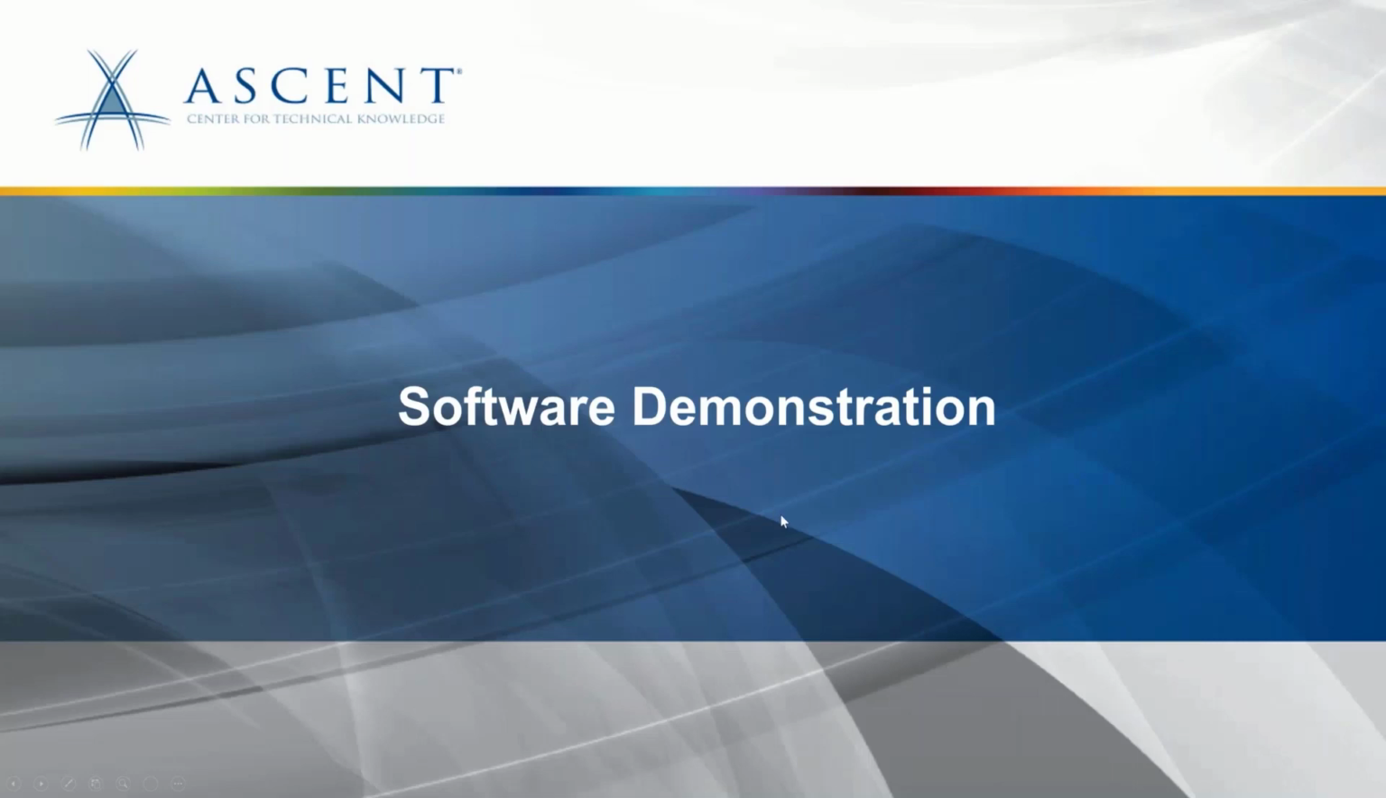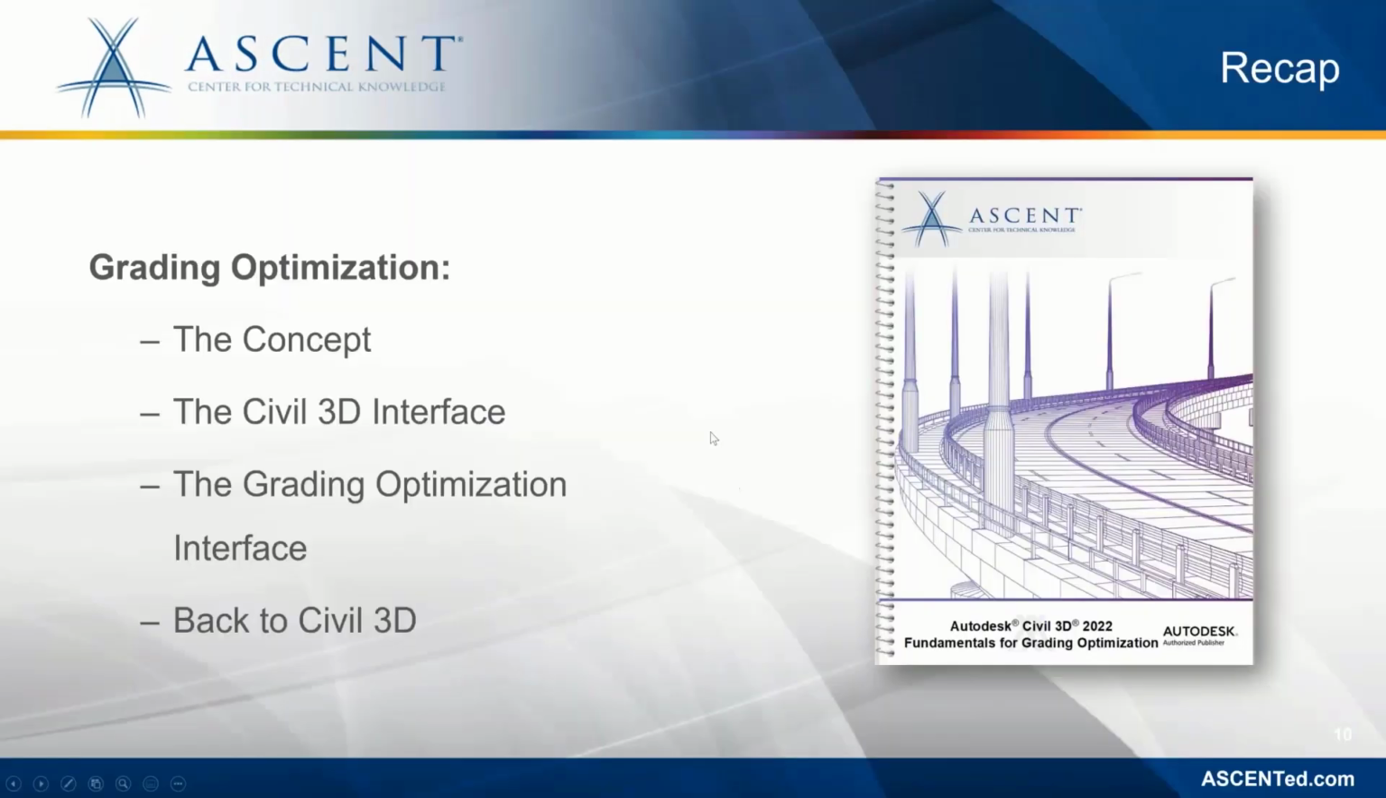Okay, so back to my PowerPoint here. As I mentioned, this is all explained in our courseware. We looked at the overall concept of the grading optimization, how you set things up within the Civil 3D objects, and you assign the grading objects to the geometry that we develop in Civil 3D. Then we looked at the grading optimization interface, where we can set up the parameters, set up the options, and view how it's going on. Then we can port everything back into Civil 3D.